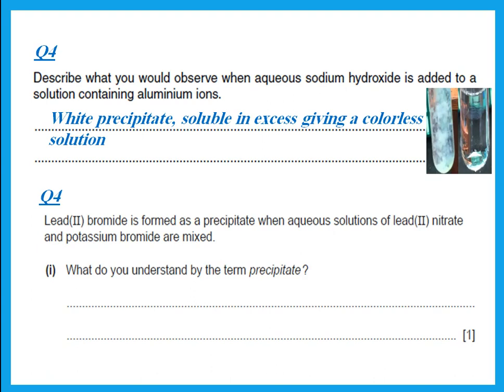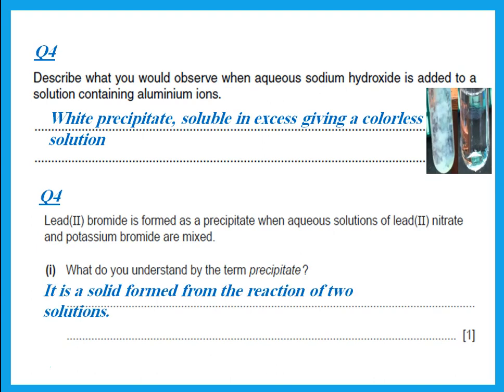Then the next question says lead bromide is formed as a precipitate when aqueous solutions of lead nitrate and potassium bromide are mixed. What do you understand by the term precipitate? Remember, what do we mean by precipitate? Precipitate is a solid formed from the reaction of two solutions. So I add two solutions together and I start to get cloudiness or some sort of solid forming. This solid is called a precipitate.